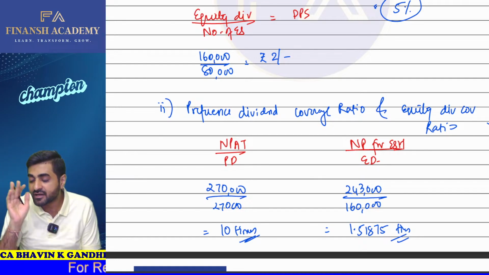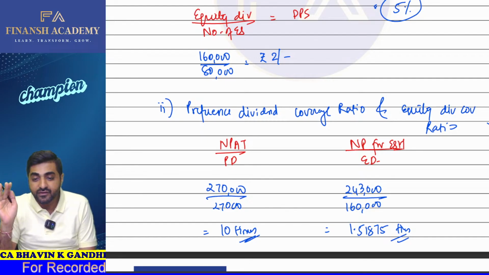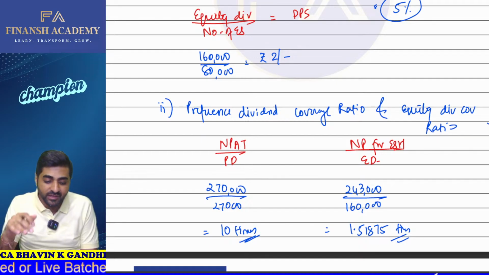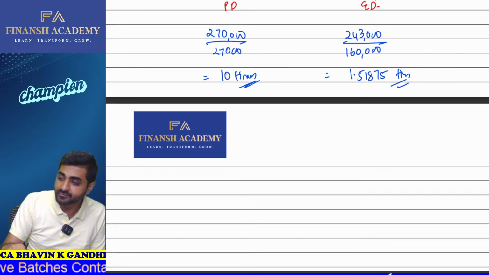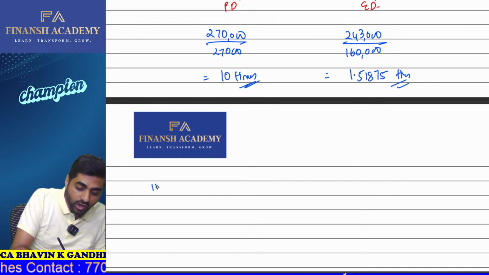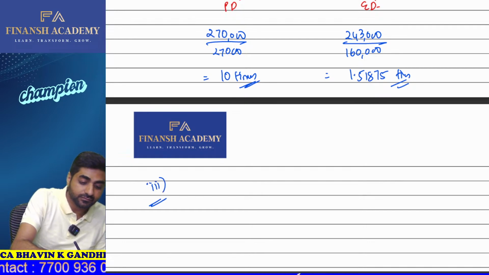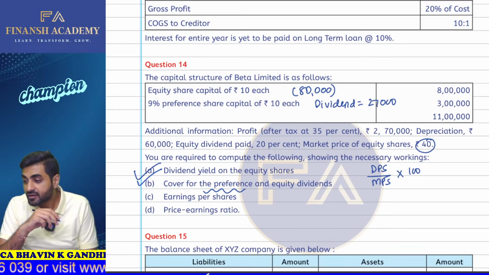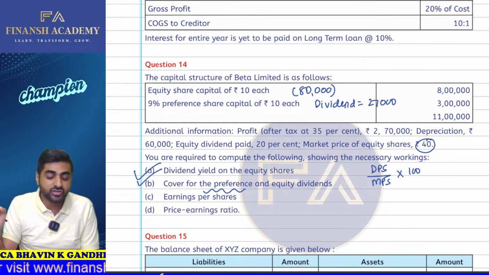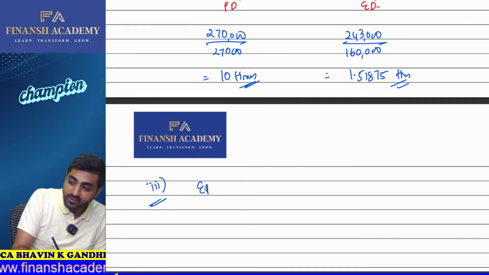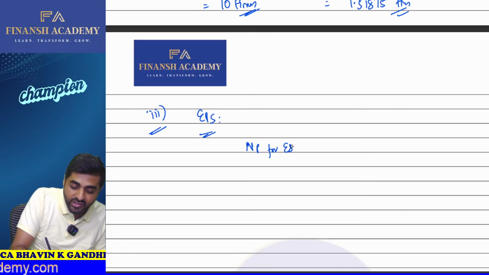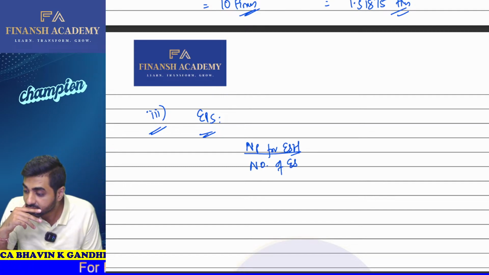So now we have the preference dividend coverage ratio, and we have the equity dividend coverage ratio as well. Now what is going to be the next thing? The third part is earning per share. How will you calculate your earning per share? Earning per share will be calculated by taking net profit for equity shareholders, divided by the number of equity shares.